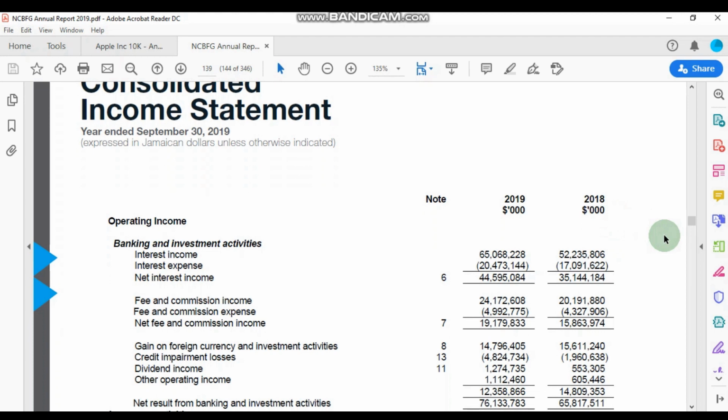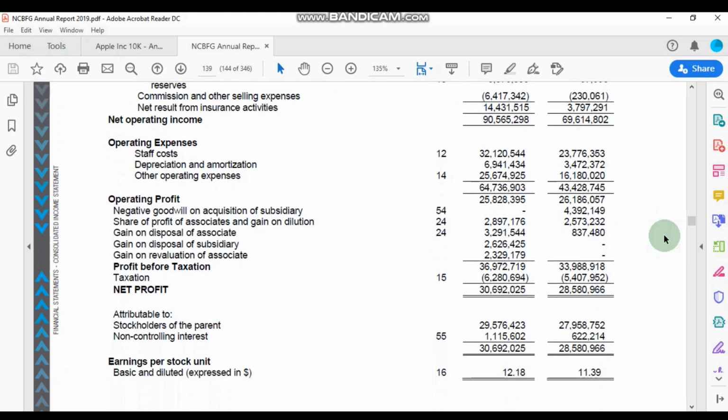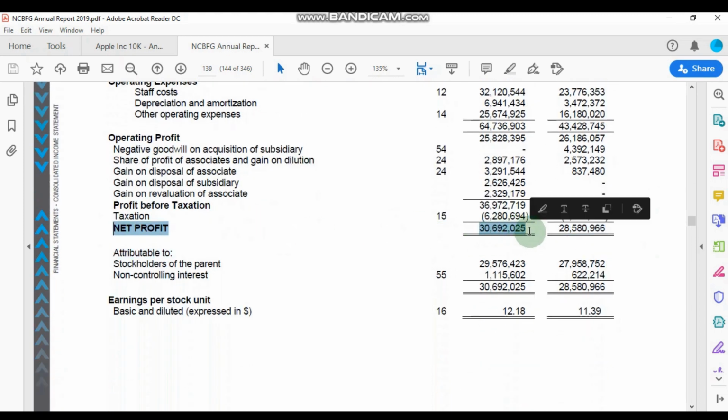We're going to scroll down to find the net income as well as the earnings per share. From this line we can see that MCB Financial Group's net profit, or their net income, was 30,692,025,000. The earnings per share was recorded as $12.18, and that's an increase from $11.39 from 2018. We're also given a note here, note 16, and this note will actually tell us how they calculated the earnings per share.